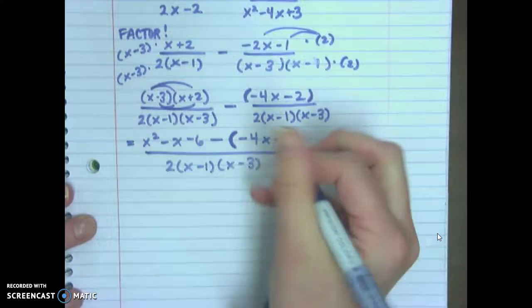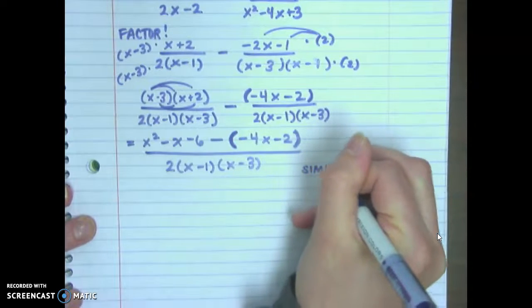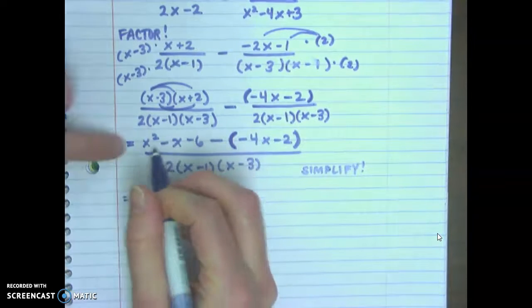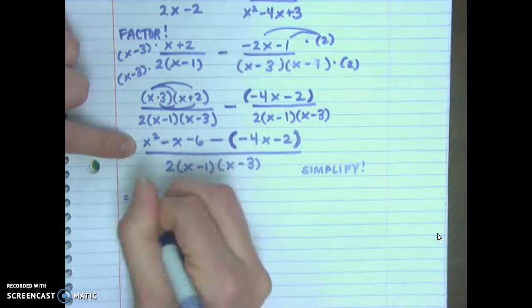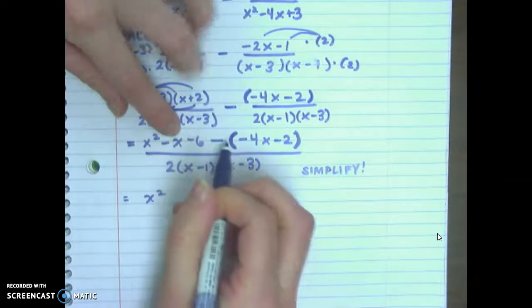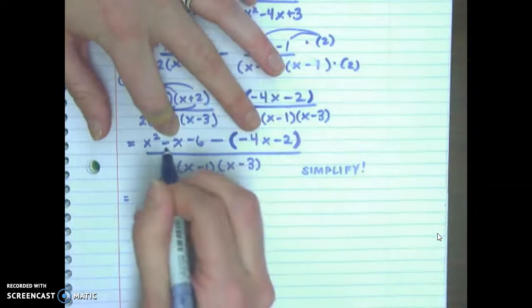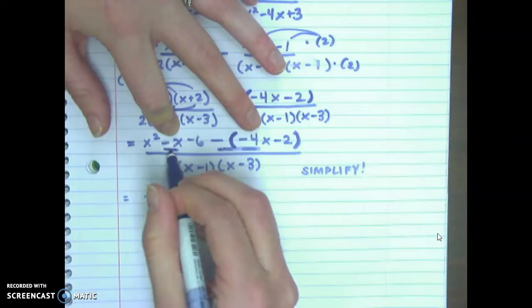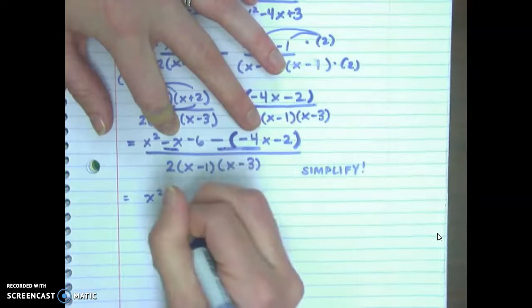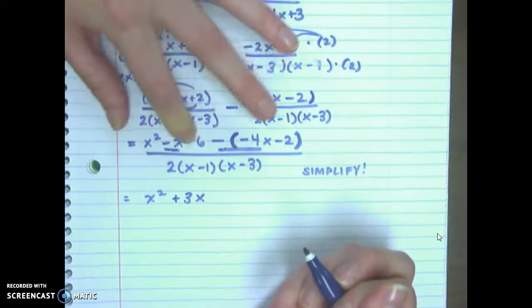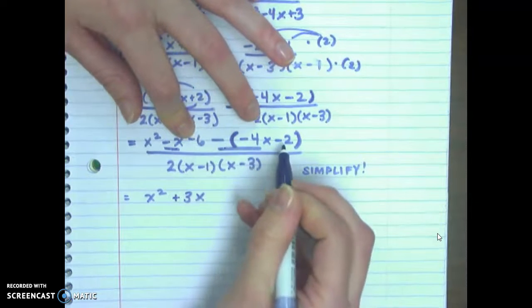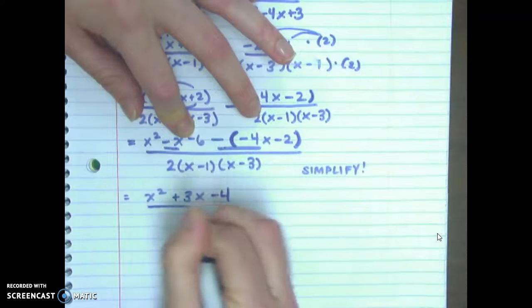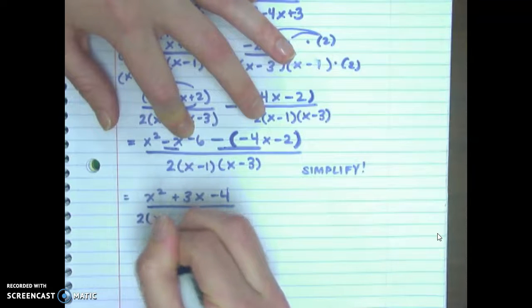So I'm going to continue by simplifying. So I have x squared, nothing combines with that, negative x minus negative 4x. Negative x minus negative 4x is the same as negative 1x plus 4, so plus 3x. And then negative 6 minus negative 2 is the same as negative 6 plus 2. All over my common denominator.